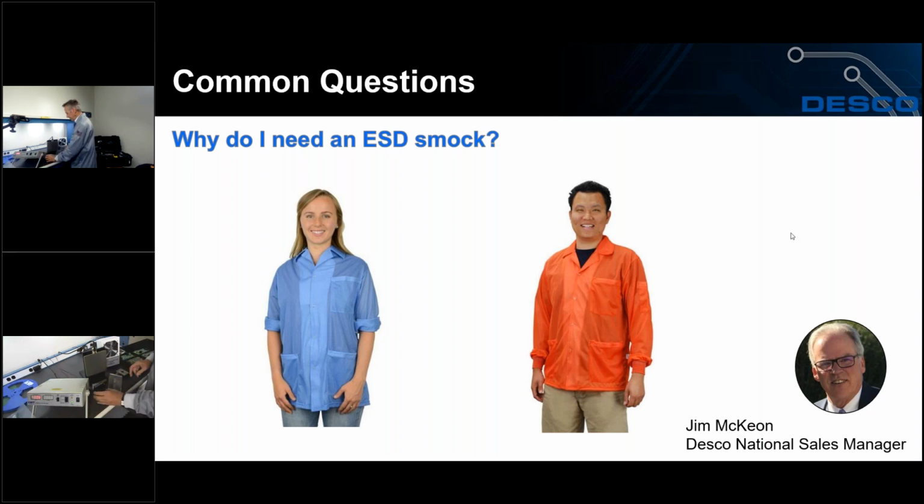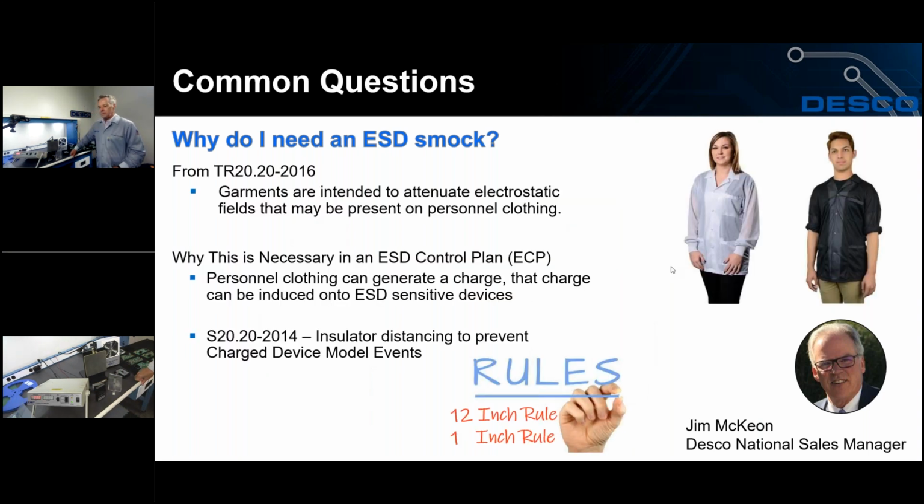Why do I need an ESD smock? Jim? Yes. Can you go to the next slide, Jeffrey? So the purpose of a smock is to attenuate electrostatic fields, charges that might be present on a person's clothing.